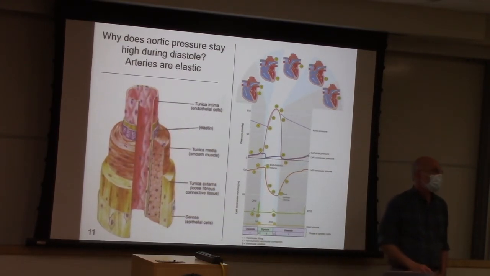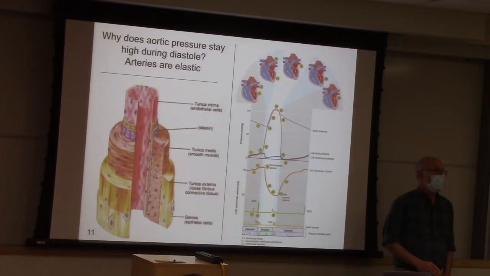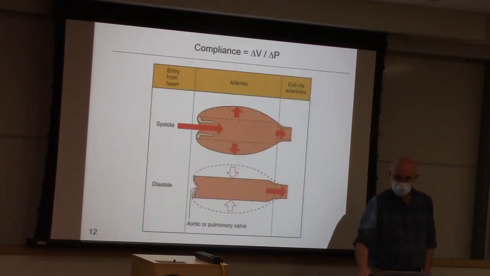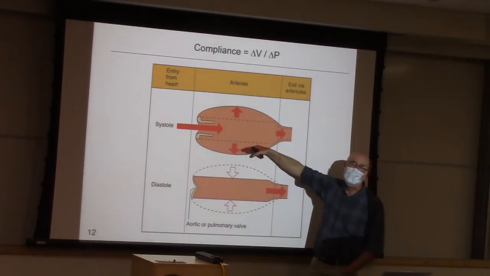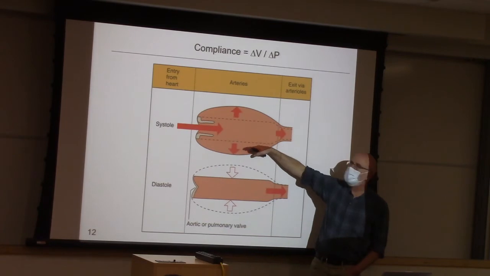So veins are plenty compliant, but that's not what we're talking about. We're talking about arterial compliance. So what is this cartoon supposed to illustrate? This is supposed to be illustrating arteries or the aorta.